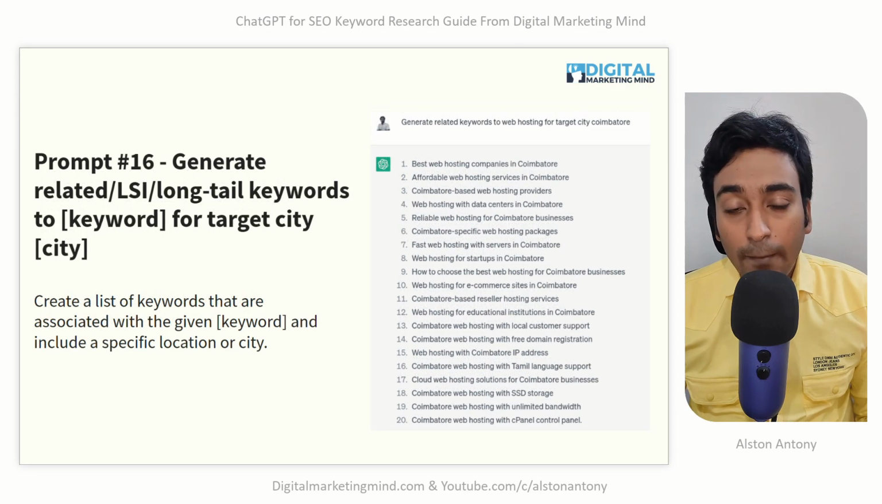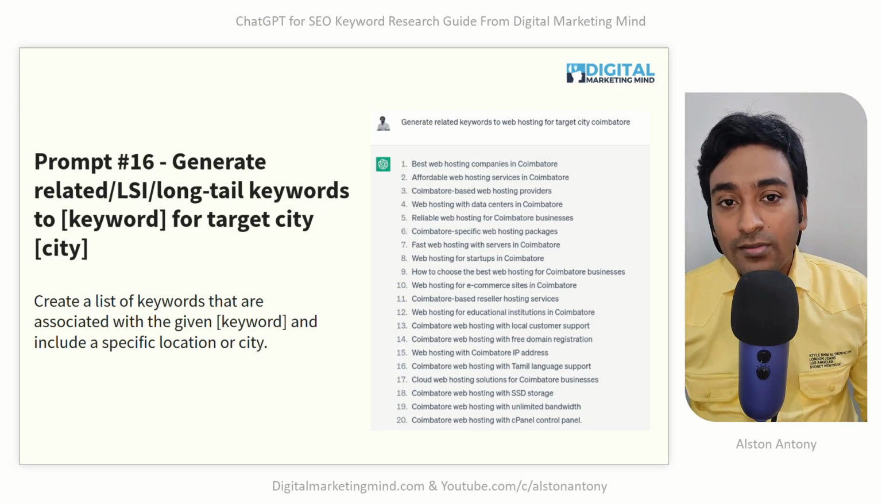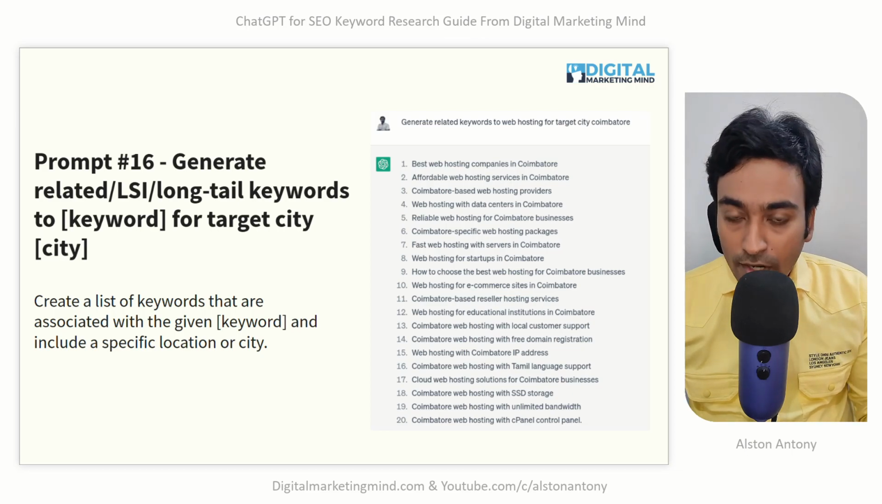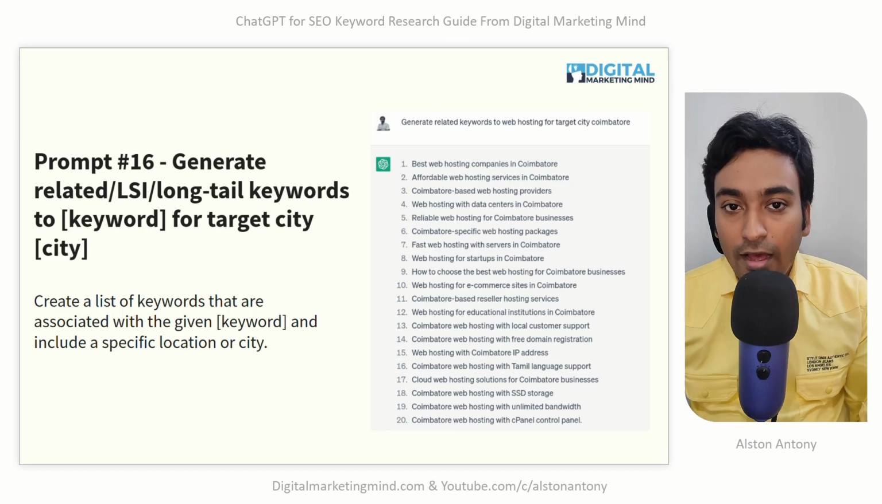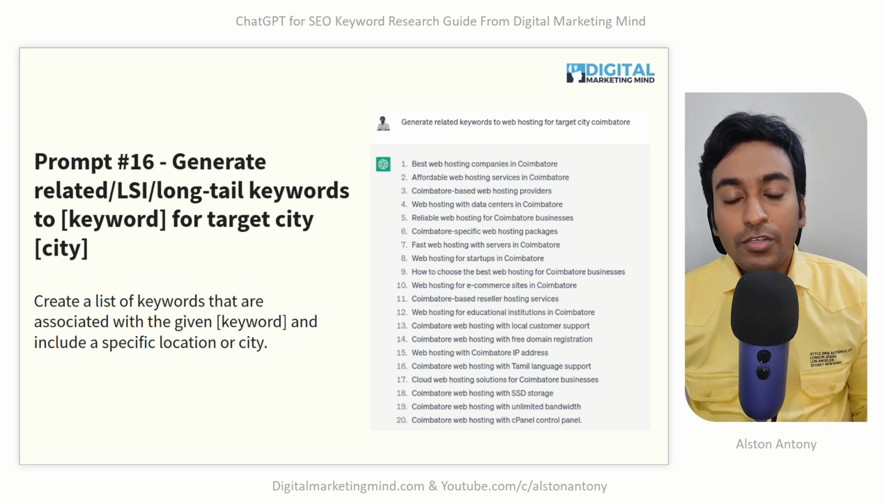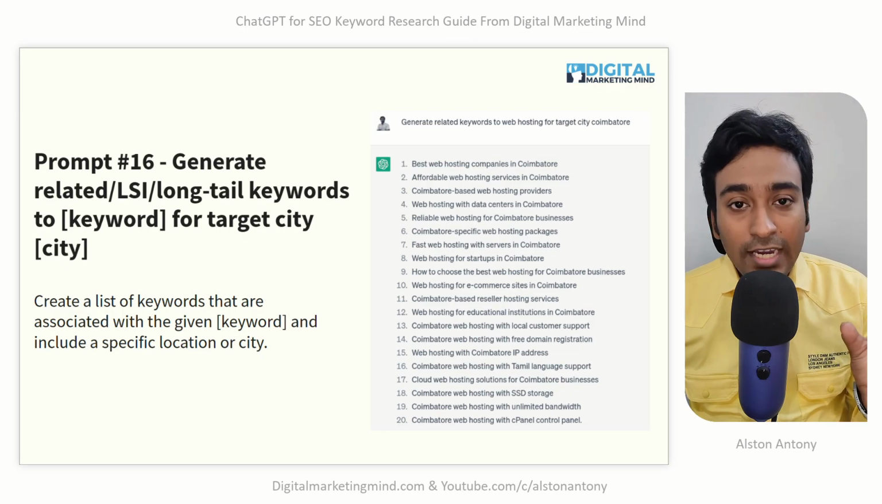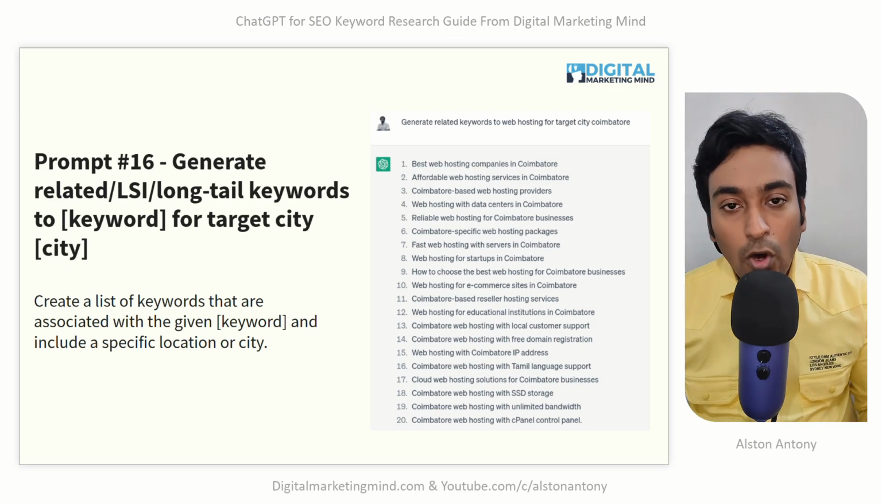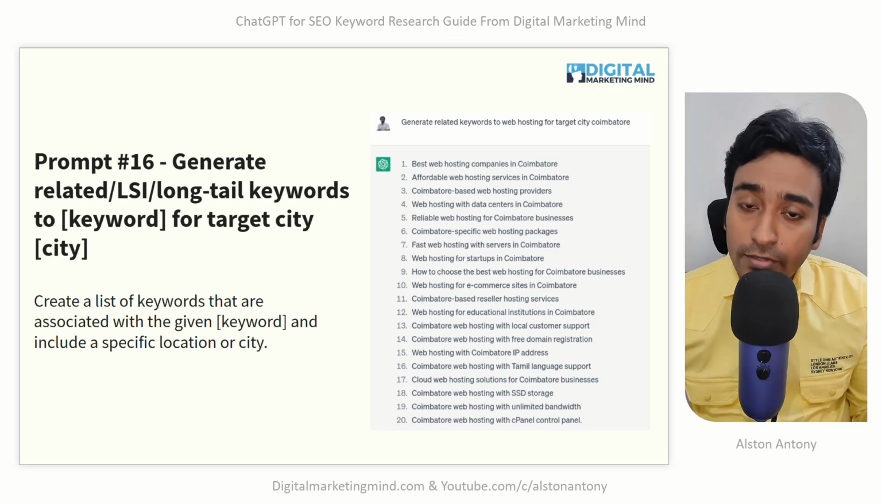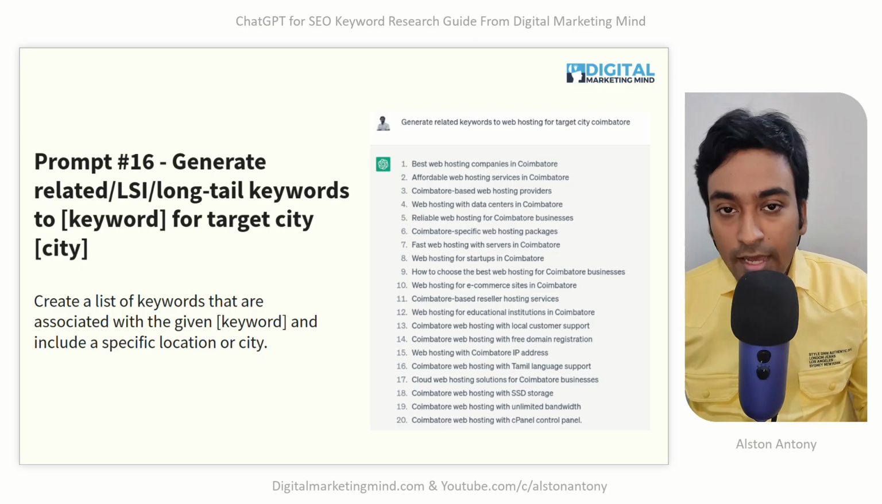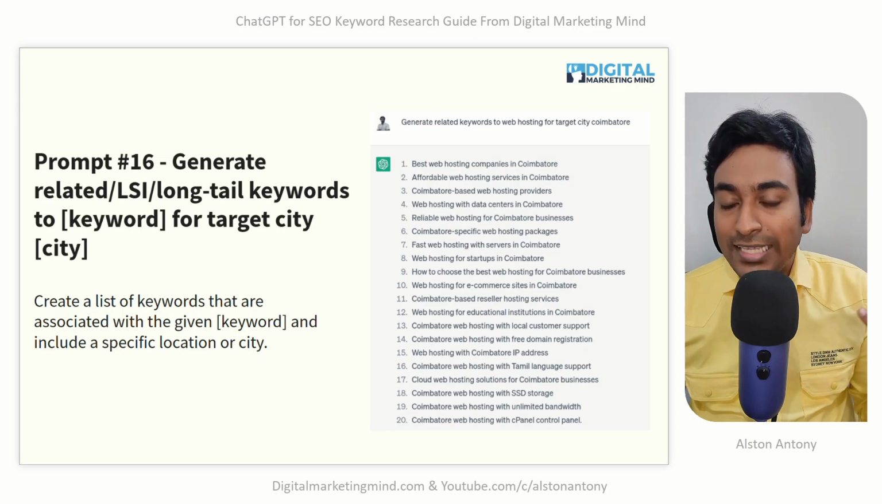Prompt 16 is generate related LSI long tail keywords for a target city. Here also it is a bit of a complex query, similar to the last one, but the special feature here is that we can target a particular geographical area. So when we are generating keywords with ChatGPT, we can give it a city name or a geographical location, or a couple of city names or location names, and what it will do is come up with keyword ideas for that particular location.